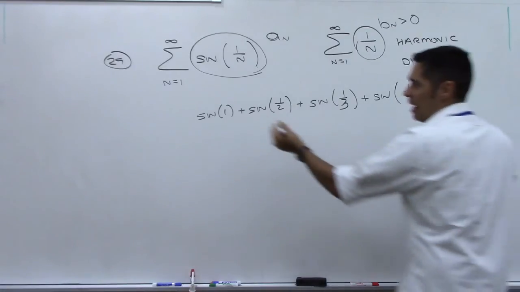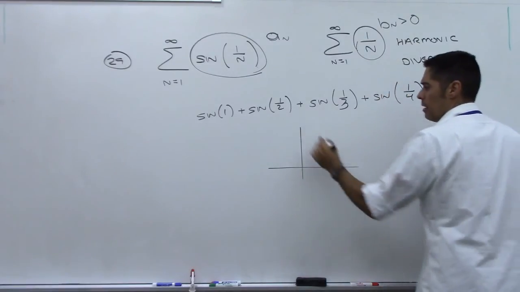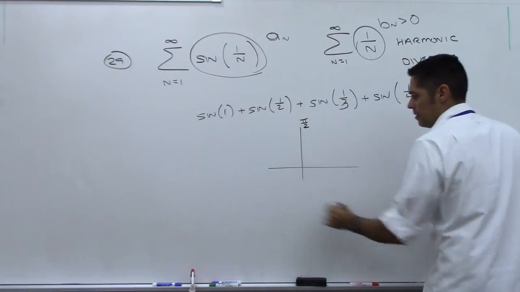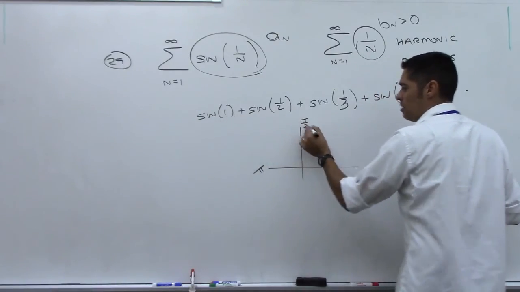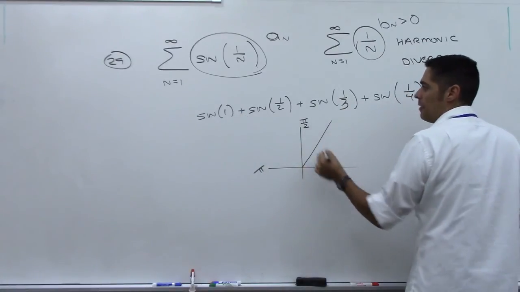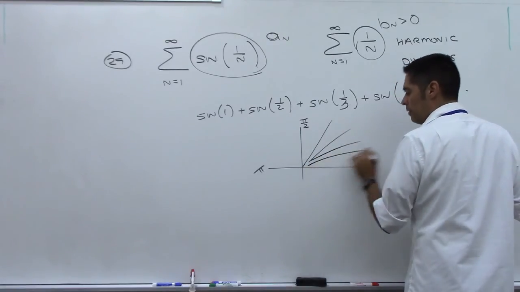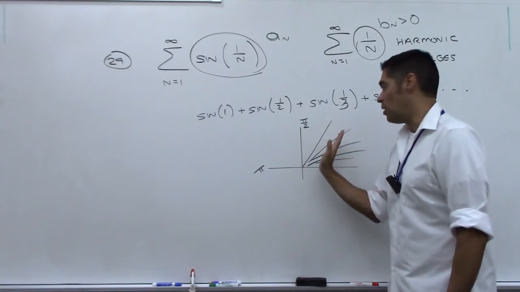Well, these are angles. If we look at the unit circle, this right here is pi over 2. And this is pi. And 1 is smaller than pi over 2. So this first angle is somewhere over here. And then half is somewhere smaller, and 1/3, and 1/4, and 1/5. So all of these angles we're plugging into sine are in the first quadrant.